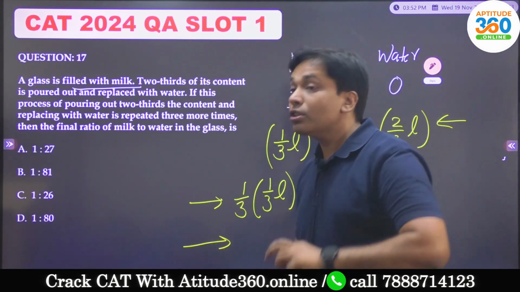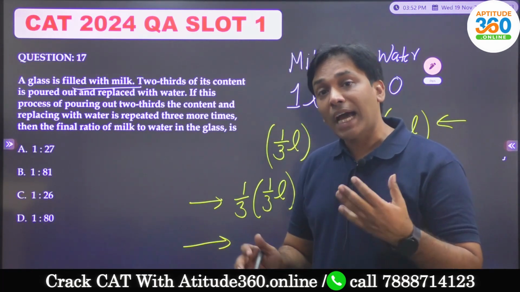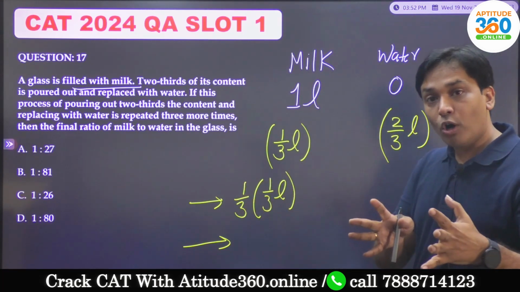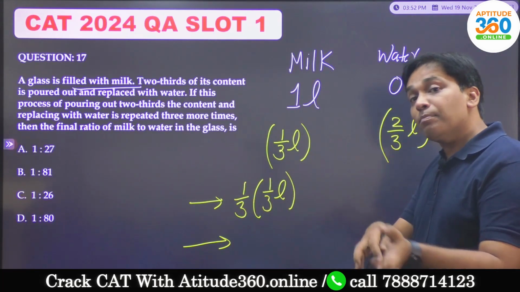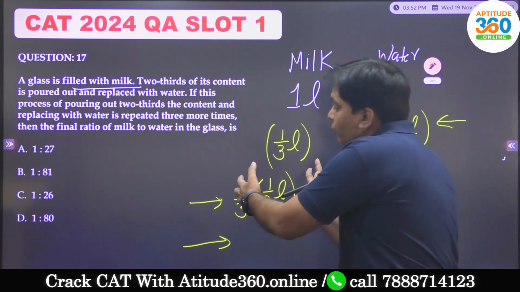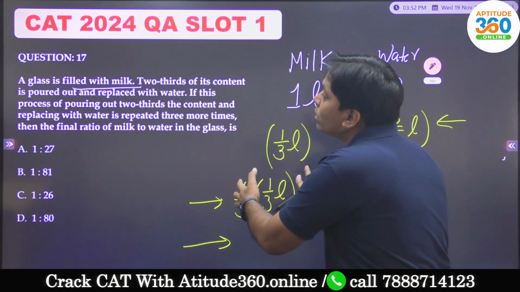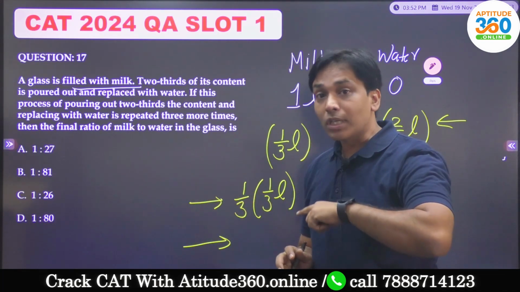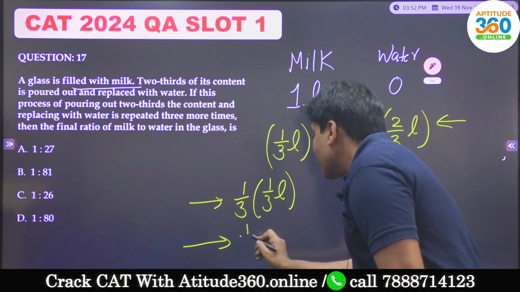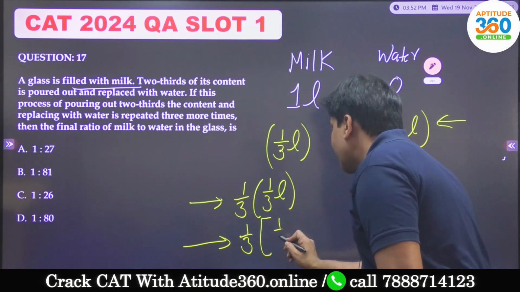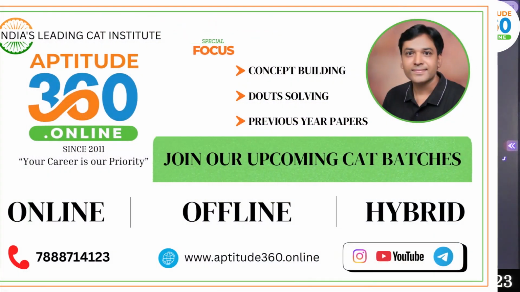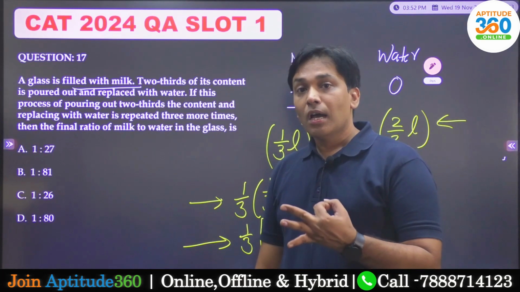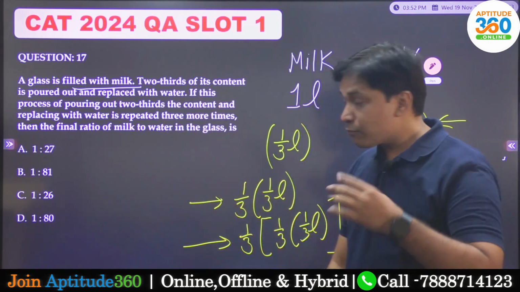And if we do the third replacement, again 2/3 of the mixture will go out and then it will be replaced with water. But the milk is not coming back. So again you're left with 1/3 of this value. And this is done 3 times. Now we have to do it one more time.